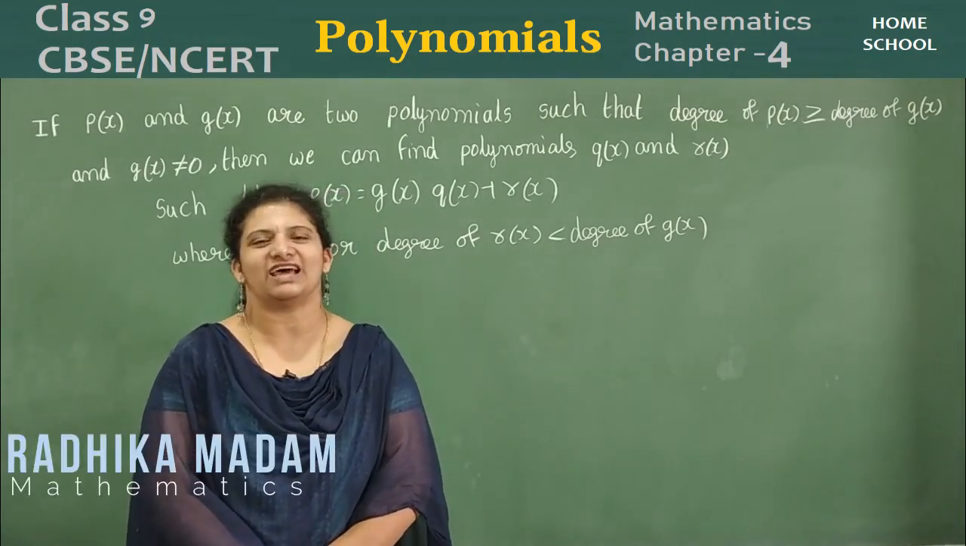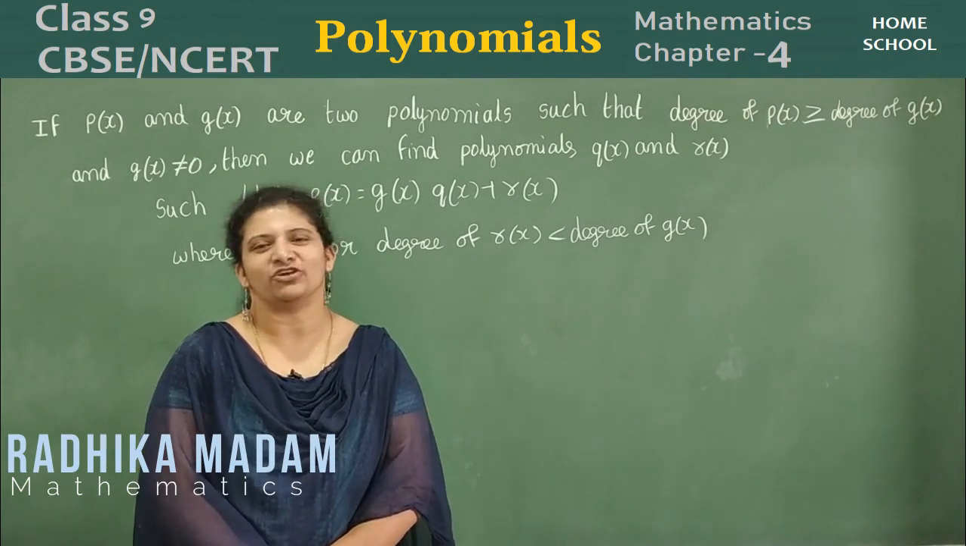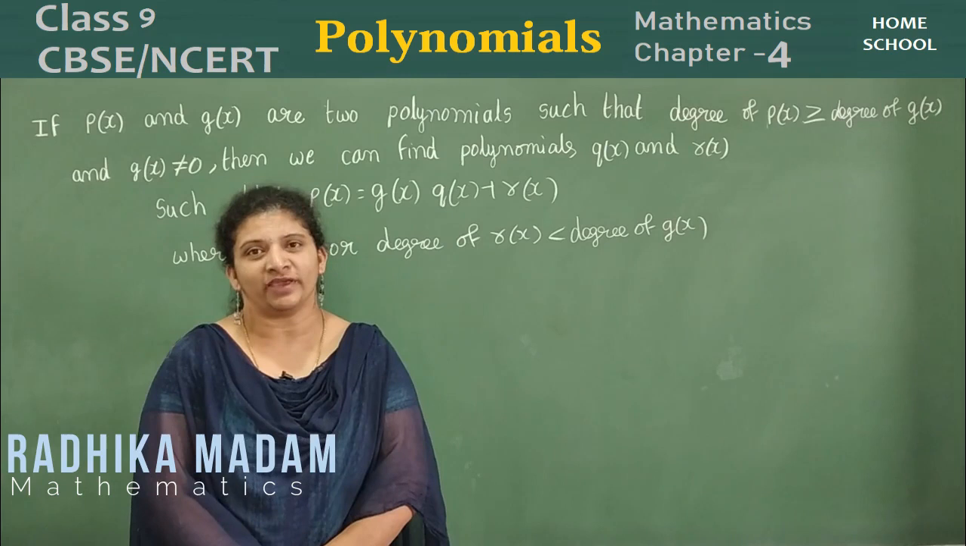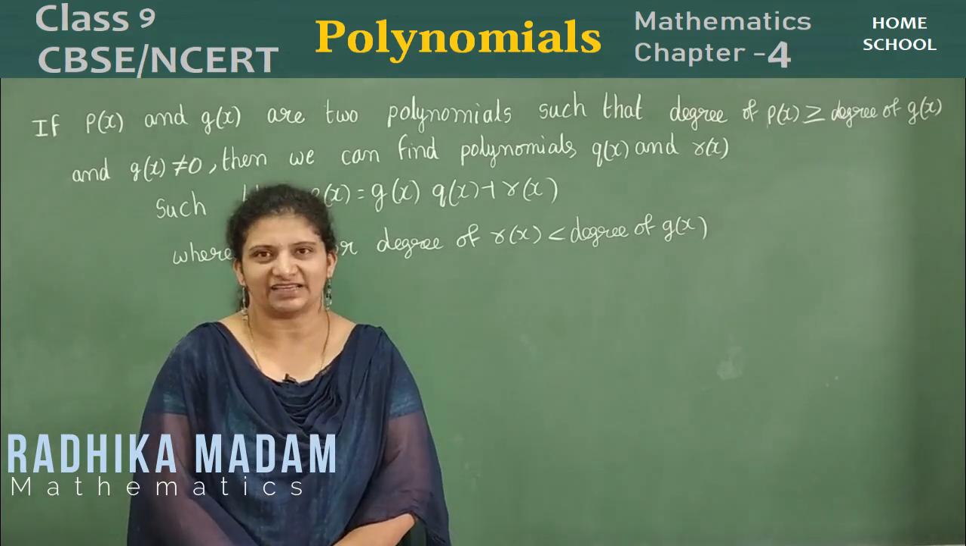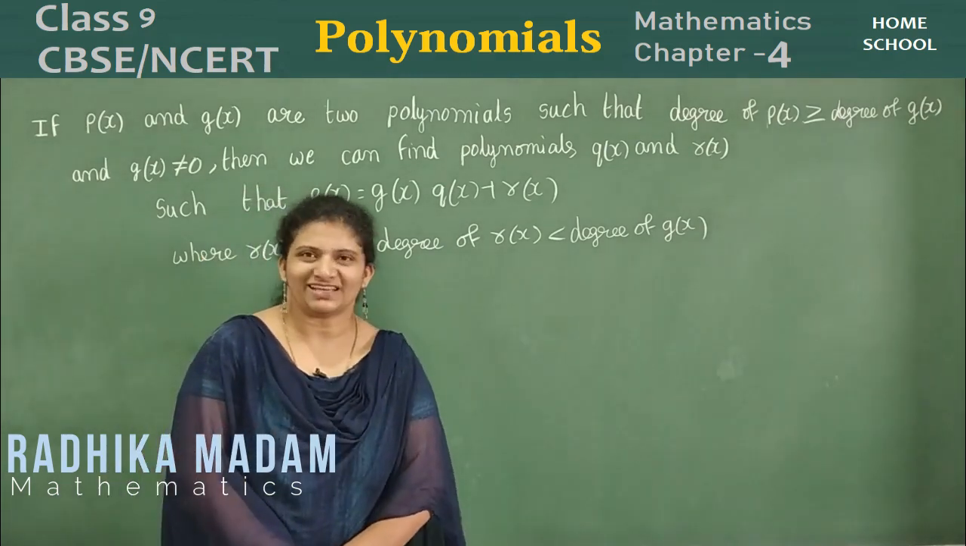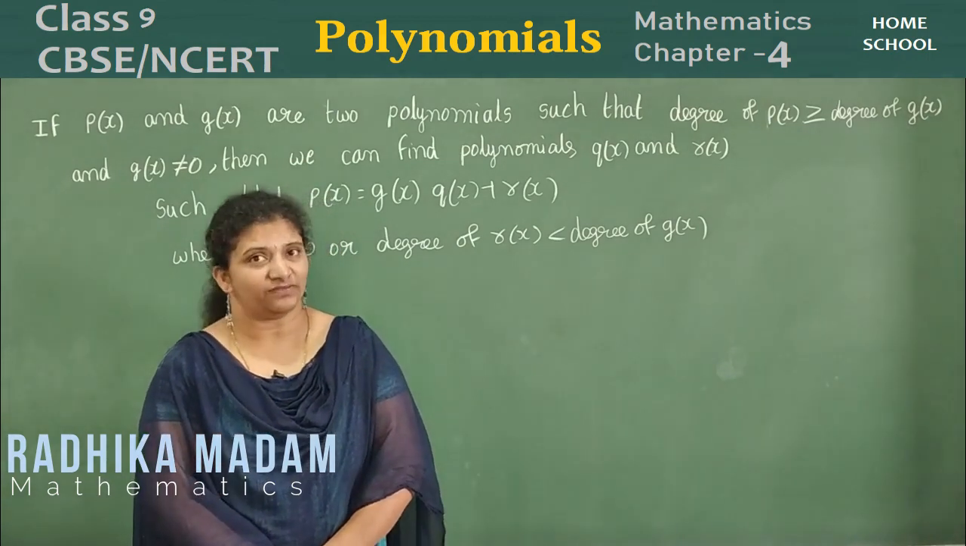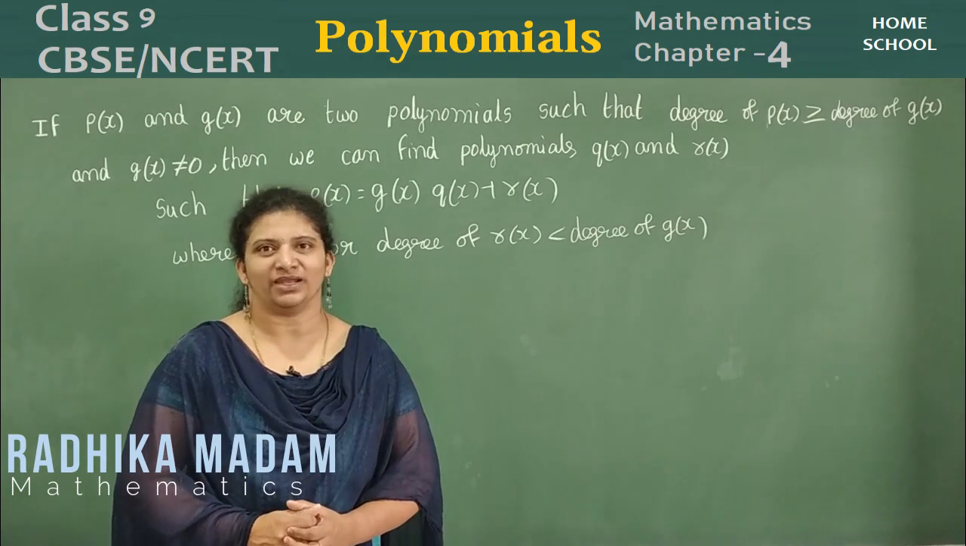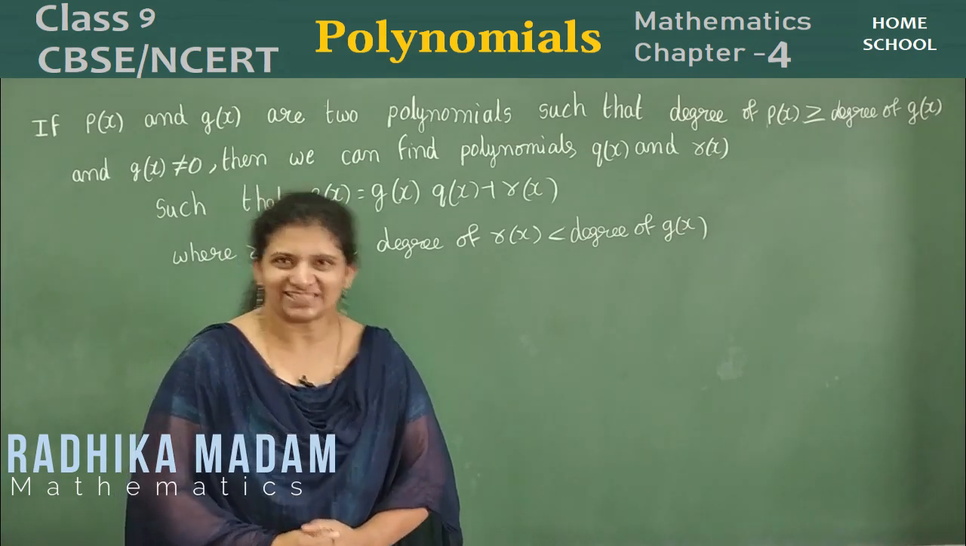This is your class 9 Mathematics NCERT or CBSE board, and this is your 4th chapter Polynomials with the 3rd exercise. Before starting our exercise, we are going to start with a division of polynomials and remainder theorem proof. Okay, let's start our session today.